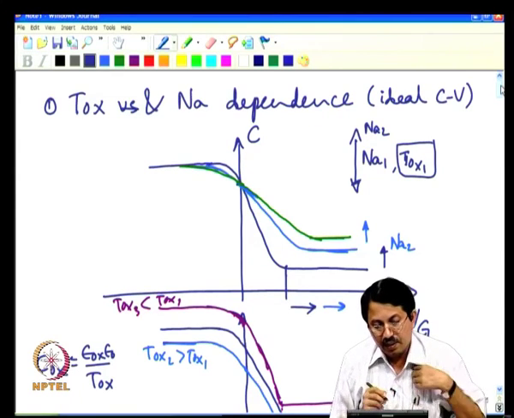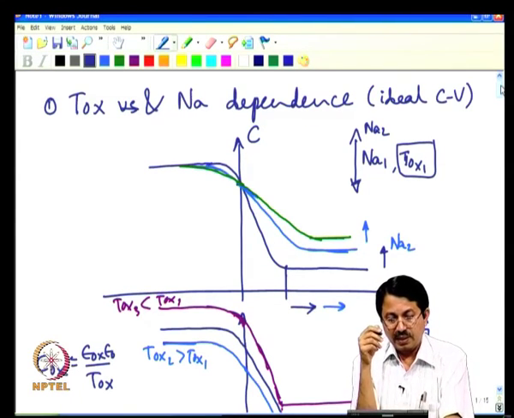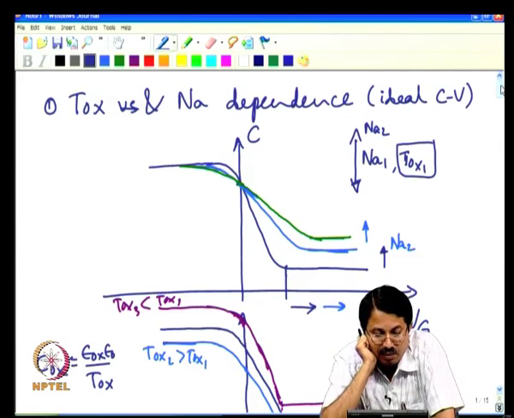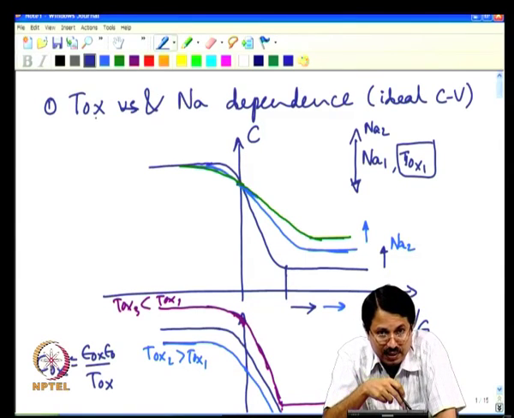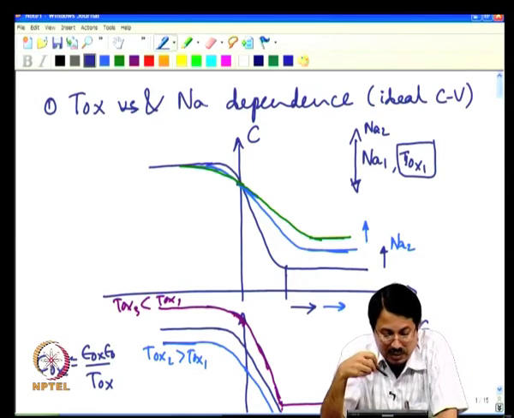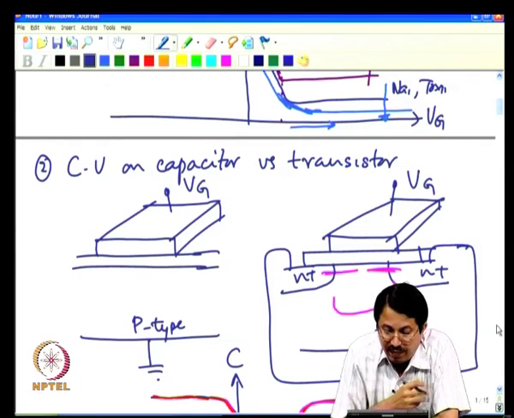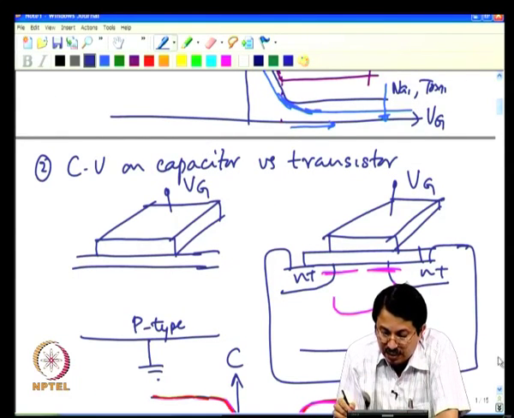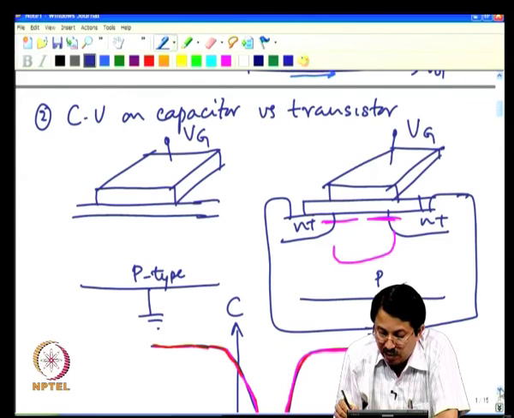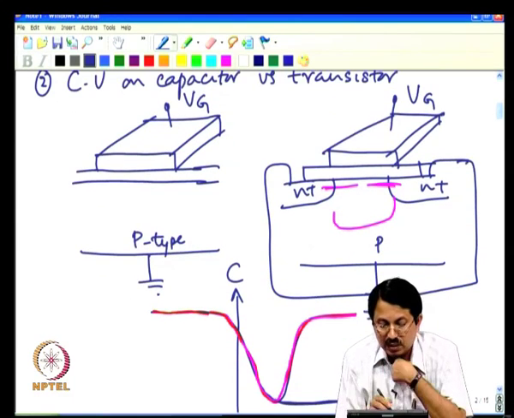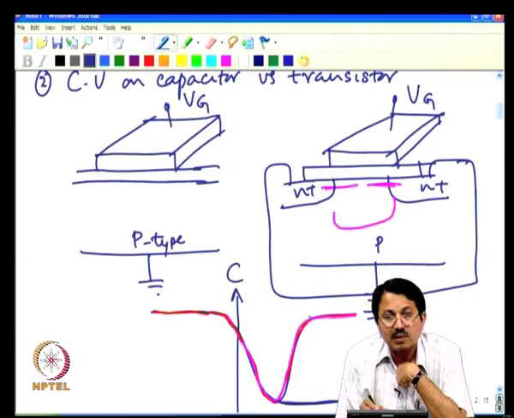We looked at the ideal CV, re-looked at it and studied the impact of oxide thickness and doping concentration, and recognized the fact that for a transistor structure, if you do capacitance voltage measurement, no matter whether you do a measurement at high or low frequency, you always get a curve which looks like a low frequency curve because of the fact that you have this reservoir of electrons.